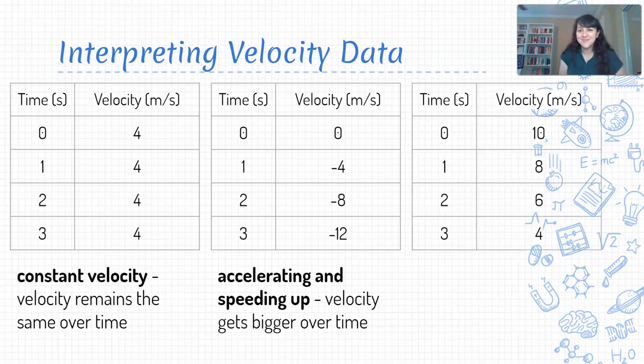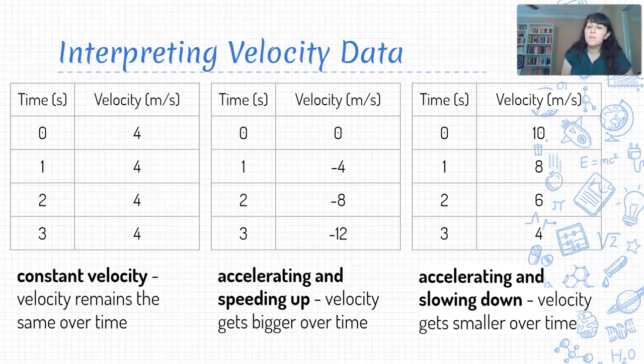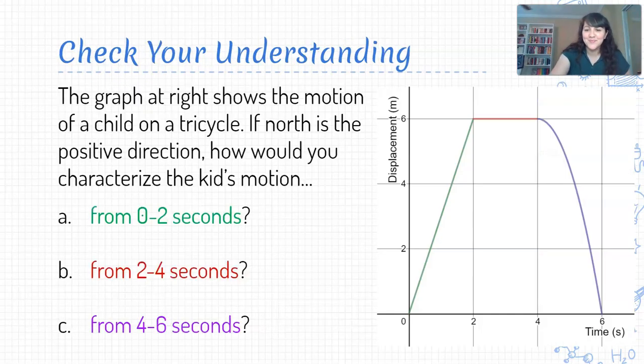Last one. All right, now this one is moving in the positive direction because the velocity values are positive, but that velocity is getting smaller and smaller and smaller, so it must be slowing down. All right, final check for understanding.